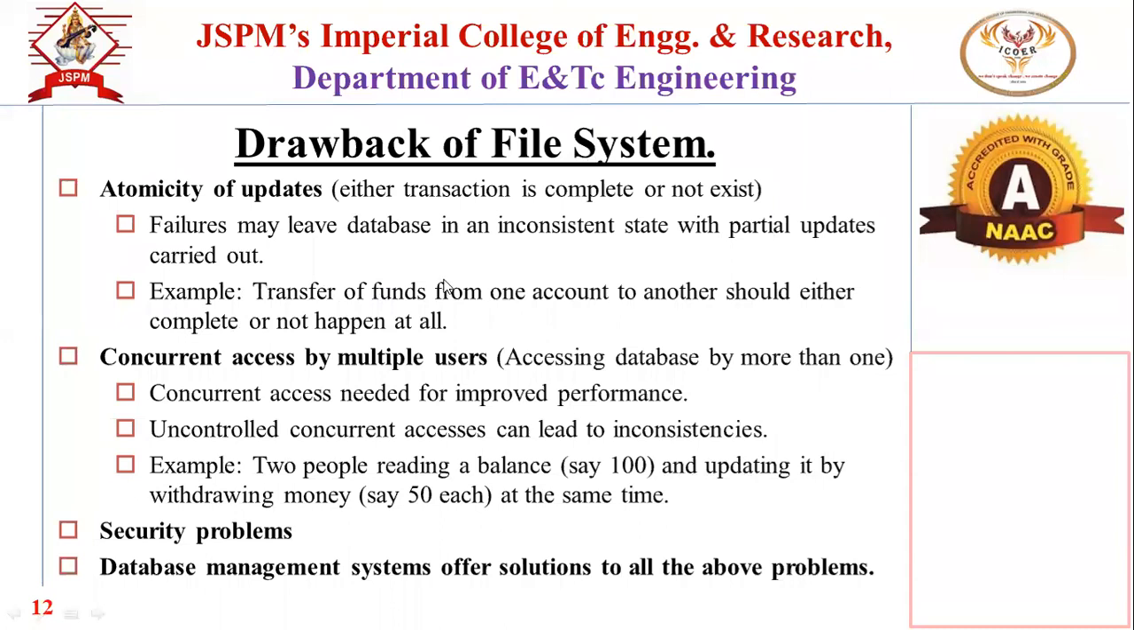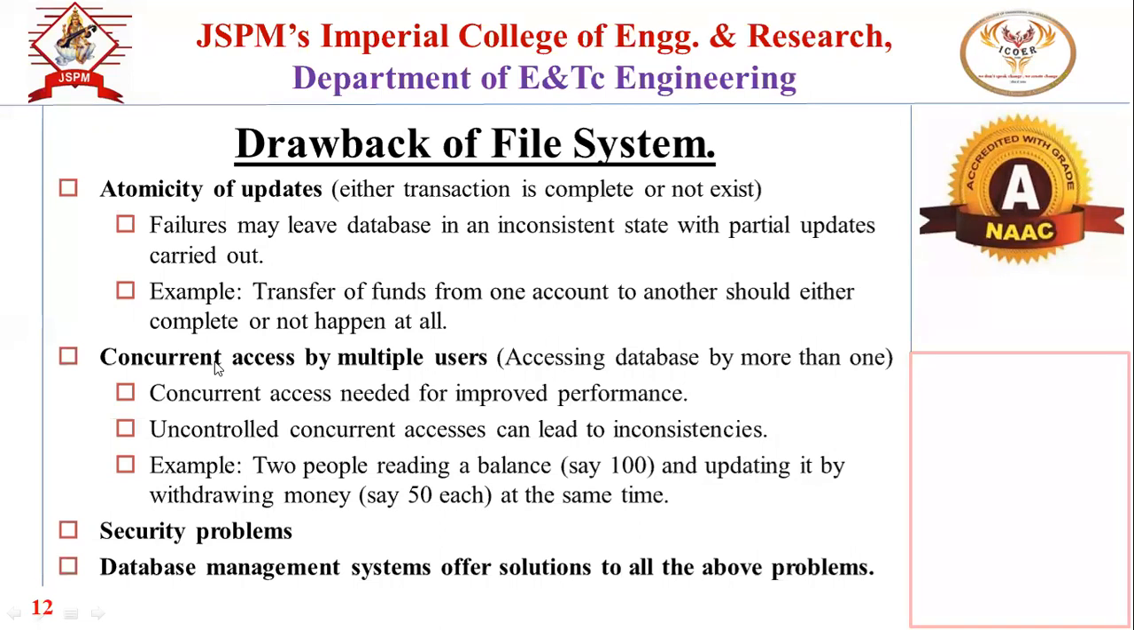For example, you are doing an ATM transaction. Either that transaction is complete or it should not happen at all. So only these two states are possible in a DBMS. We can say there are no in-between states, like the transaction is running or the transaction is in pending mode. So this is possible whenever we go for a DBMS, and that is a drawback of a flat file system.